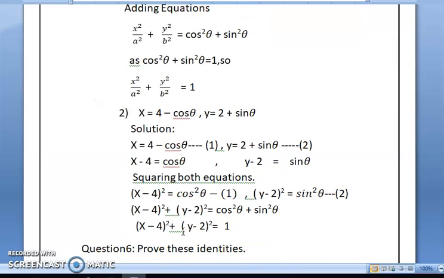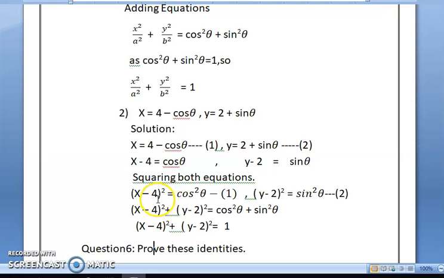Now the next question is x is equal to 4 minus cos theta, y is equal to 2 plus sin theta. First step, what do we have to do? We have to move 4 and 2 towards x and y. So x minus 4 is equal to minus cos theta and y minus 2 is equal to sin theta. We have to take the square on both sides, and remember this negative sign becomes positive. Why? Because when we take the square, it becomes positive.